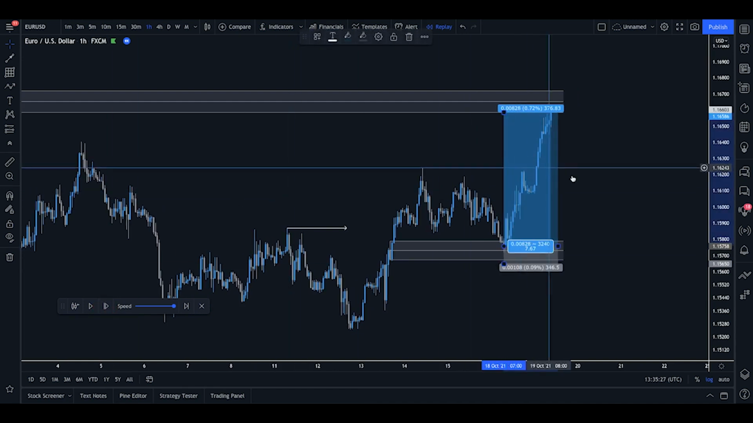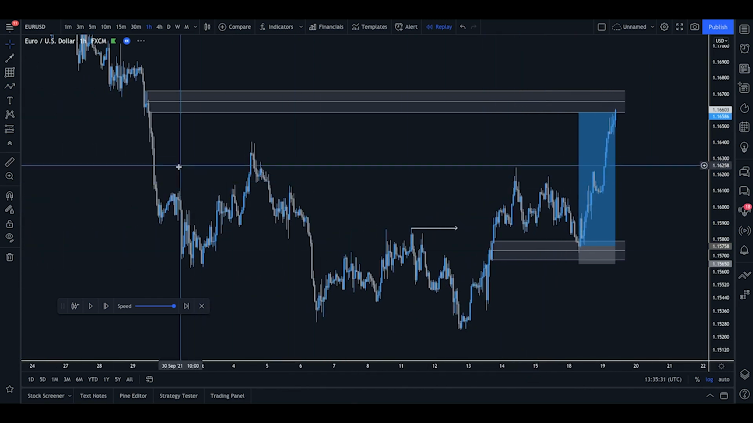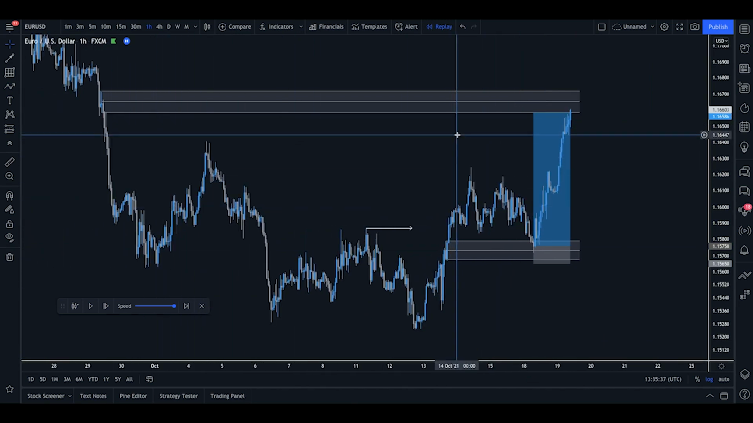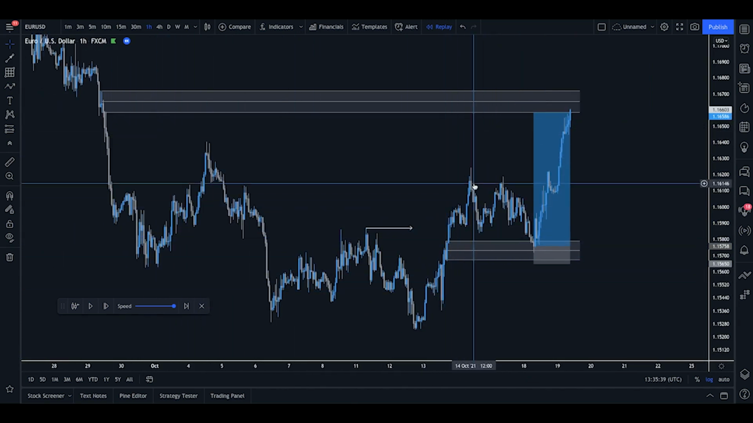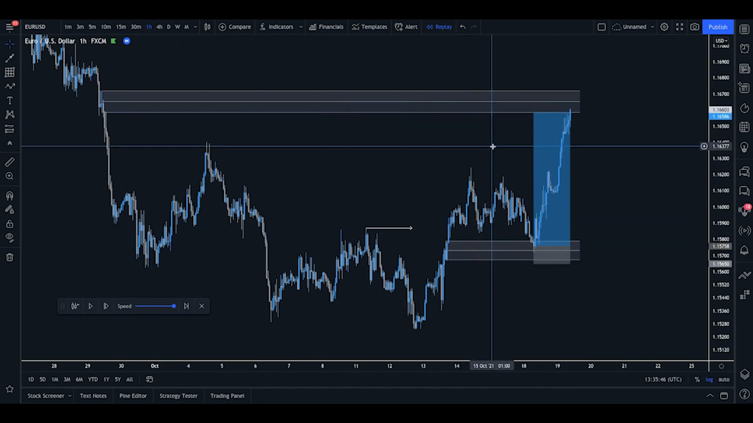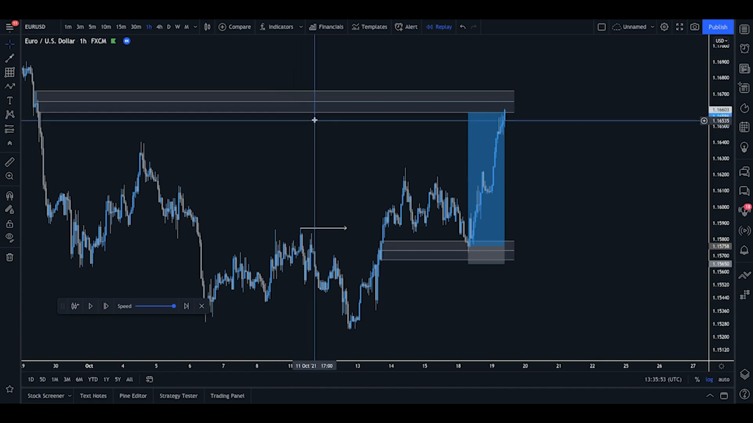So using all the concepts we've spoken about so far, structure, supply and demand, imbalances for the targets, we can actually then formulate that into a continuation trade to continue this bullish trend up through some imbalanced price into a supply zone, okay? So that is a nice continuation trade example.